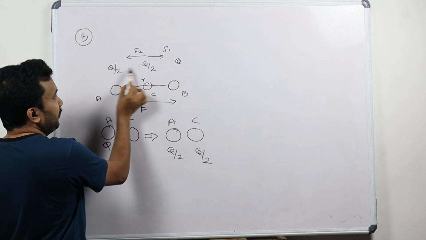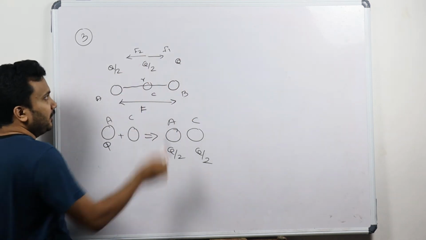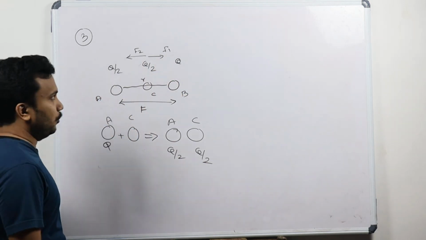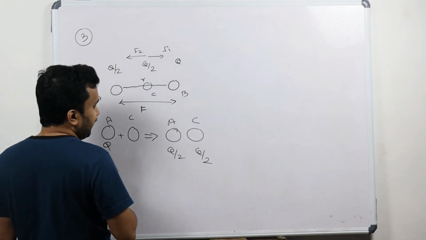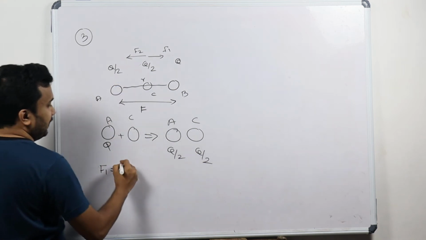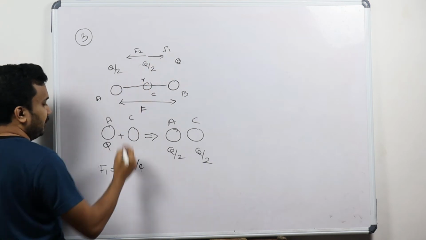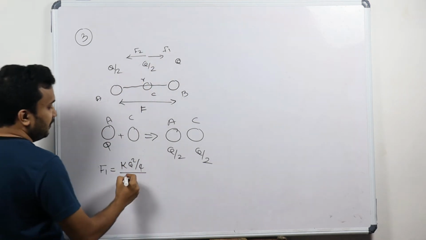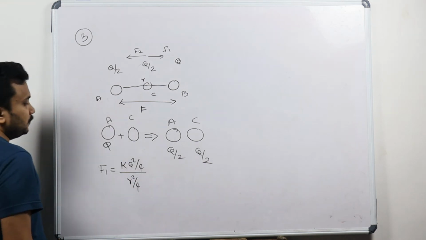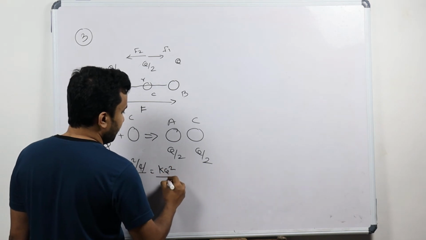Q by 2 and q will not attract, so this will move away, and that force is F1. And q2 will move backward because of repulsion. So we will find both F1 and F2. F1 will be equal to K into q square by 4, q1 q2, q by 2, divided by the distance between them, which is r by 2 the whole square, r square by 4. So 4 and 4 will get cancelled, so it becomes k q square by r square.